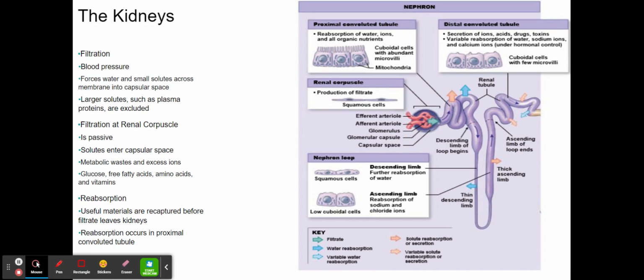Filtration by the renal corpuscle is both effective and passive, but it has one major drawback. In addition to metabolic waste and excess ions, useful substances such as glucose, free fatty acids, amino acids, vitamins, and other solutes also enter the capsular space. These substances are reabsorbed before the filtrate leaves the kidneys. Most of this reabsorption takes place in the proximal convoluted tubules.